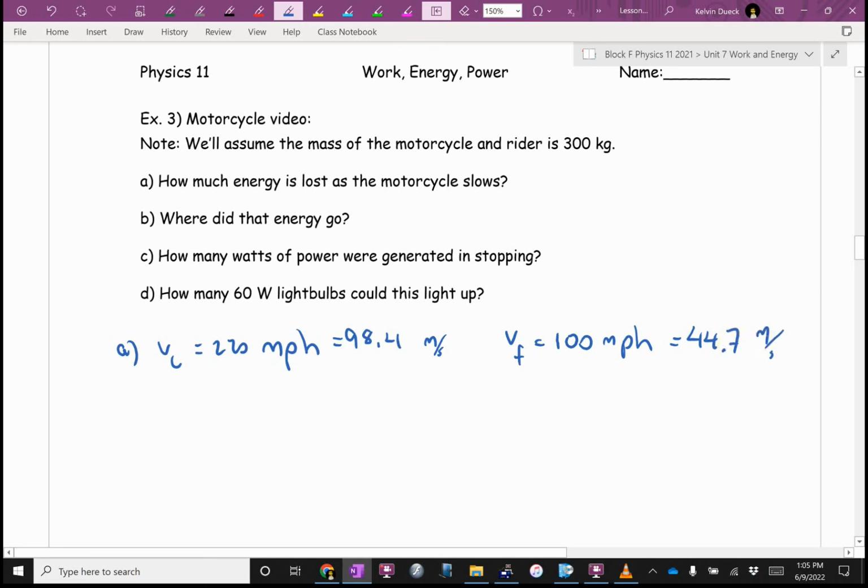All right, we got some data. Ella, what's A asking me to find? How much energy is lost? You know what? I think what it's asking me to find is the change in energy, the work using the work energy theorem. So I'm going to go like this. Work equals change in potential plus change in kinetic.